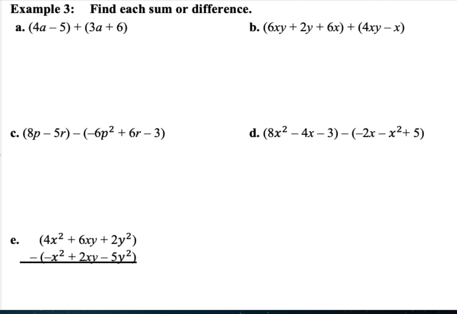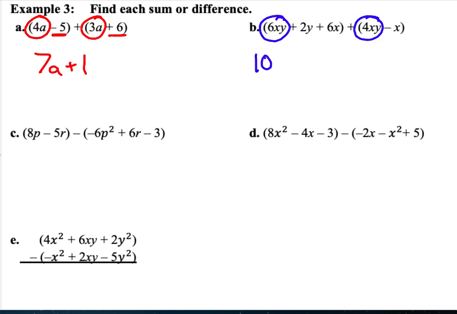We just want to add like terms together. So 4a plus 3a is 7a. Notice it's not a squared. I'm just counting how many a's do I have. I had 4 plus 3 more gives me 7 a's. And then negative 5 plus 6 is positive 1. Next one, I've got 6 xy's and 4 xy's. That's 10 xy's. Then I have 6 x's and negative 1x. That's 5x. And then I have 2 y's. So I'm simply combining those like terms together.